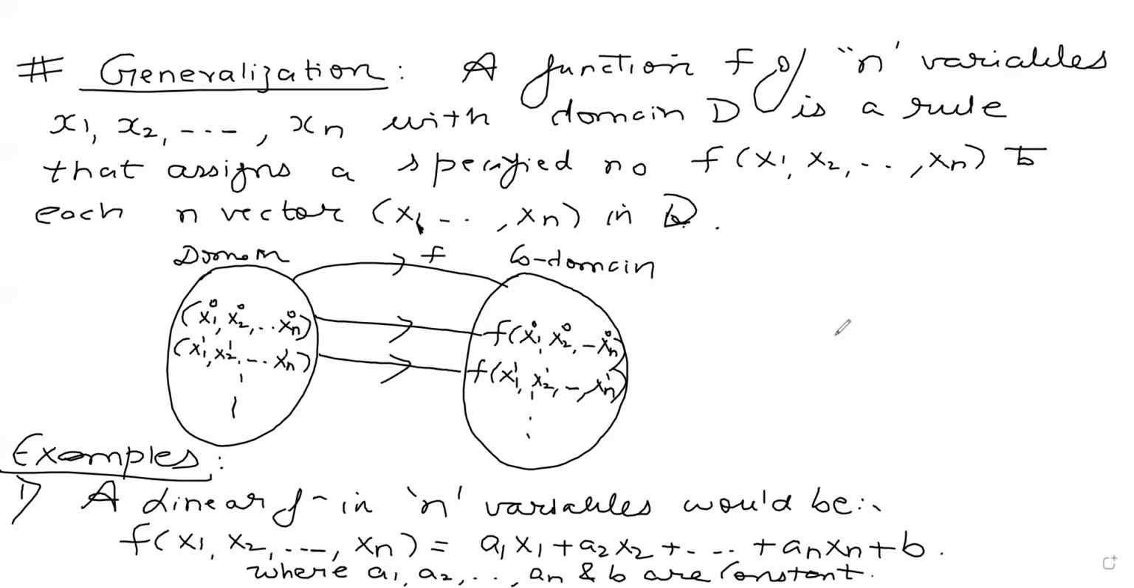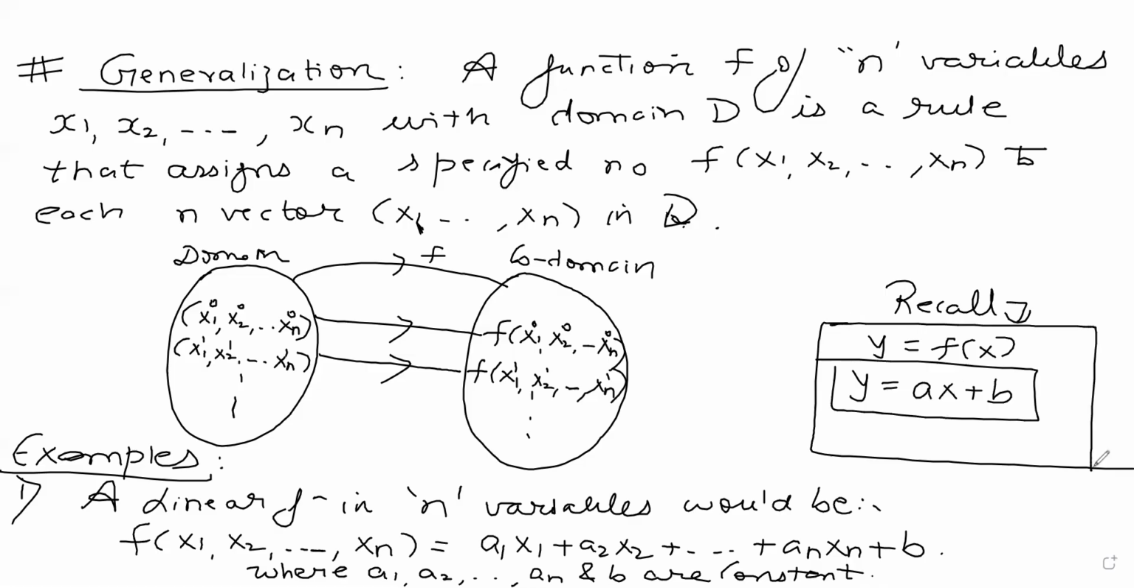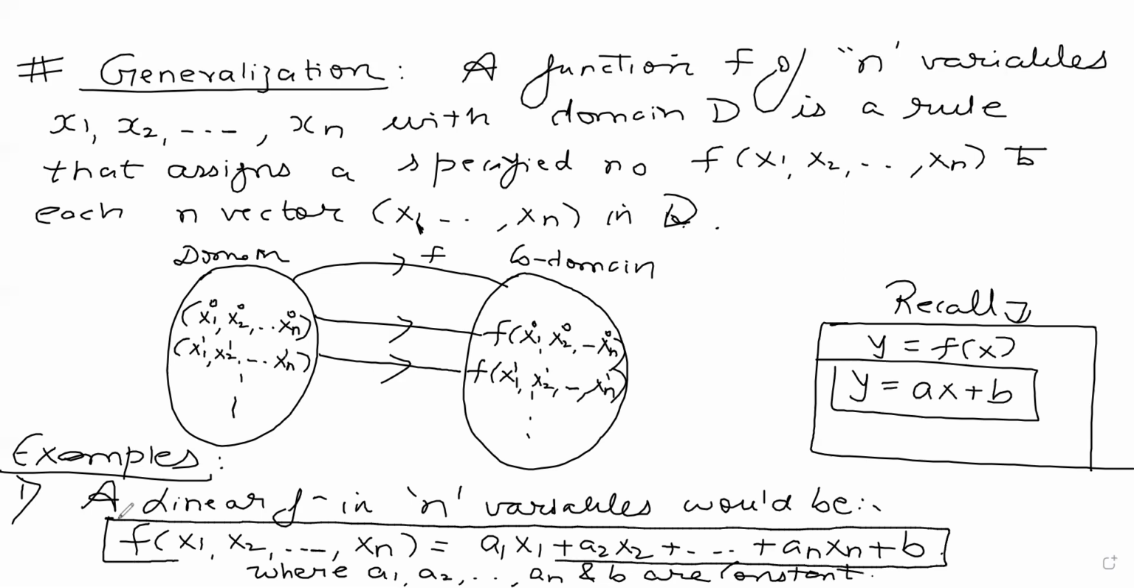Now all students can recall in the MME1 course when y was just a function of x. How did the linear function look like? a x plus b. This used to be the linear function y equal to a x plus b when we had y only as a function of x. But now when we have a function based on n such variables, this is how I can now write my linear function.